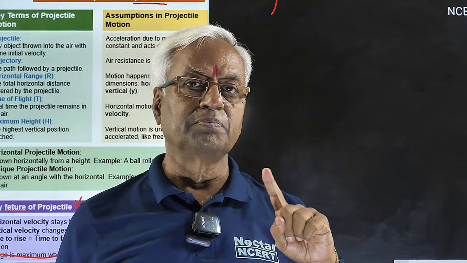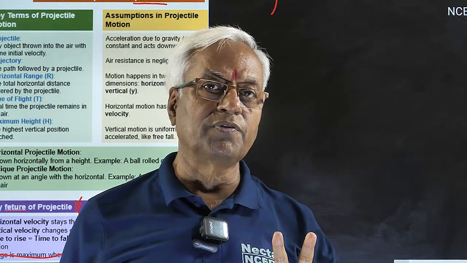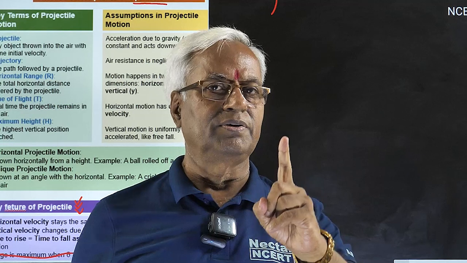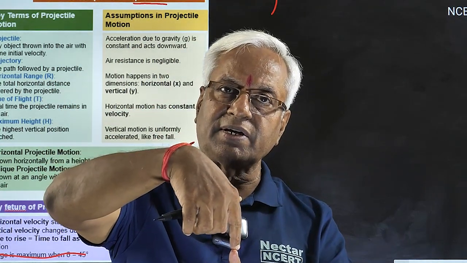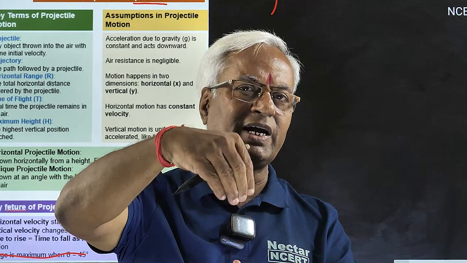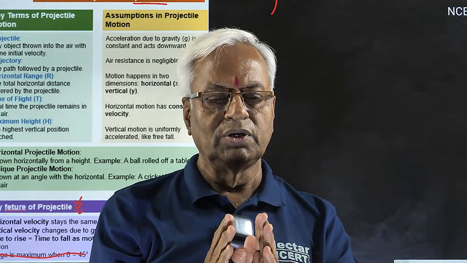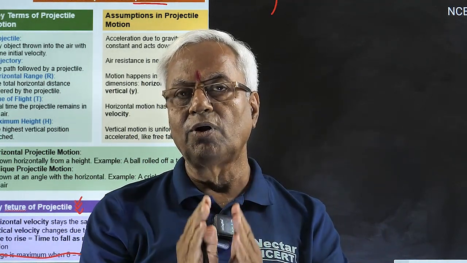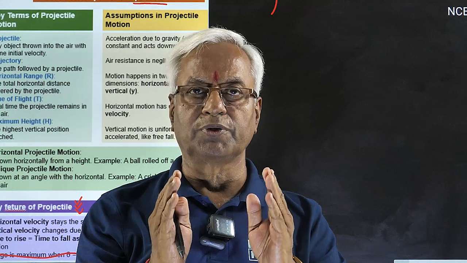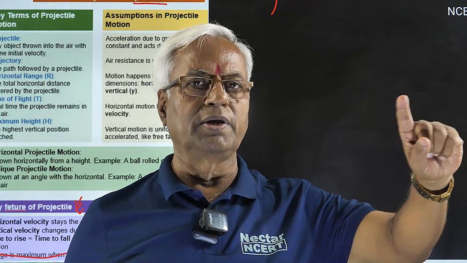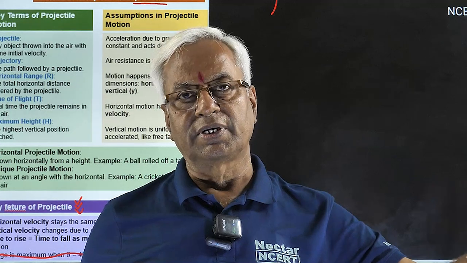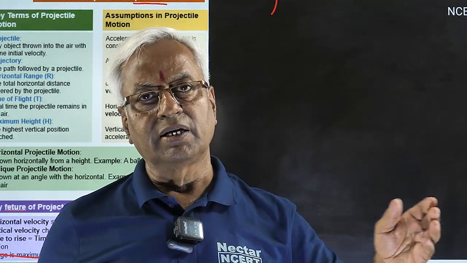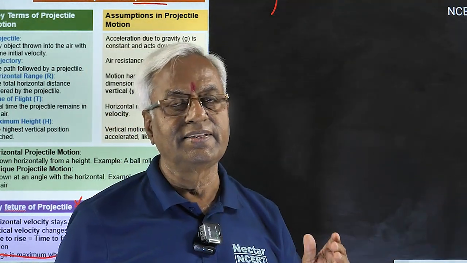But whenever a projectile is thrown non-vertically, meaning it has some angle with the vertical, maybe even 0.1 degree, the definition says a non-vertically thrown projectile will follow a parabolic path. Its motion will be known as projectile motion and the path followed is known as trajectory.